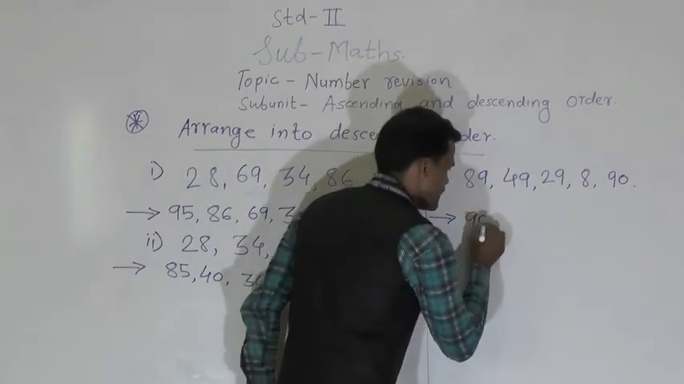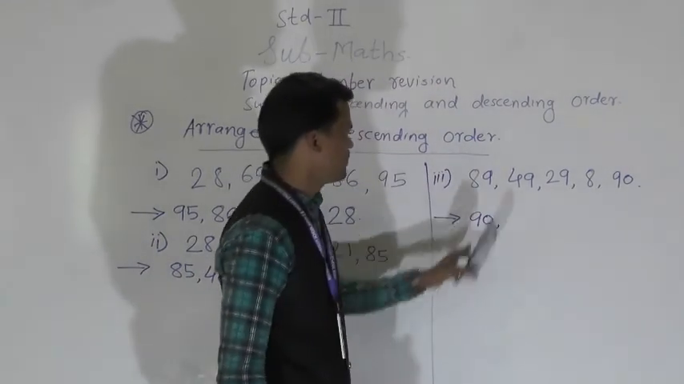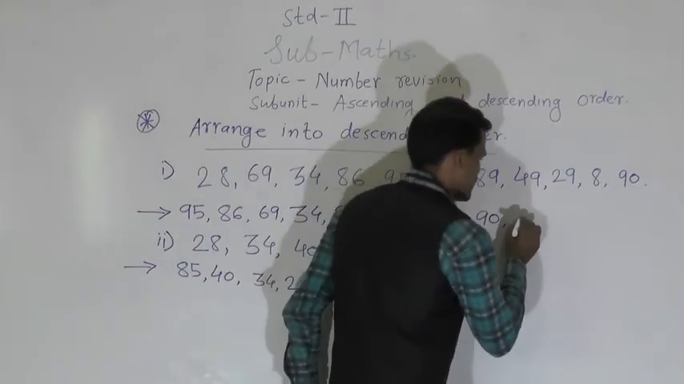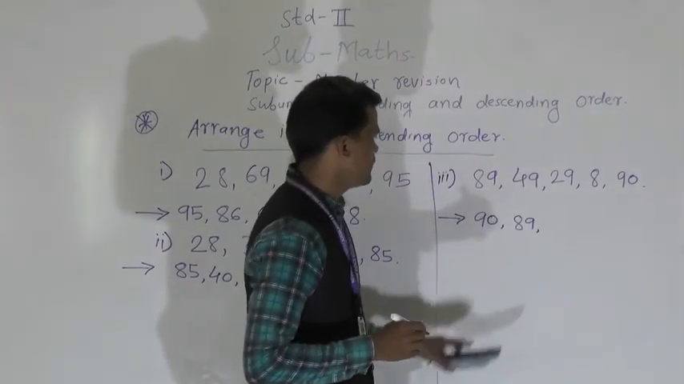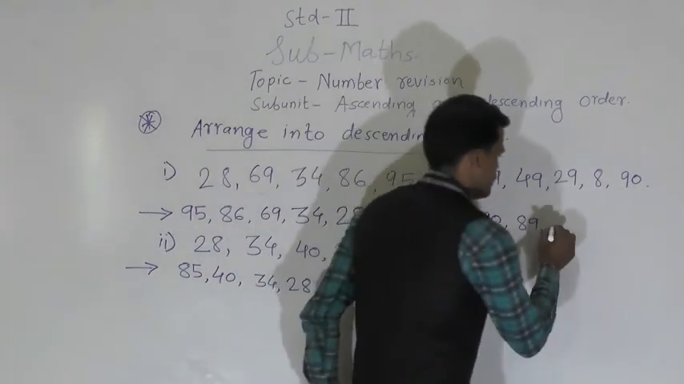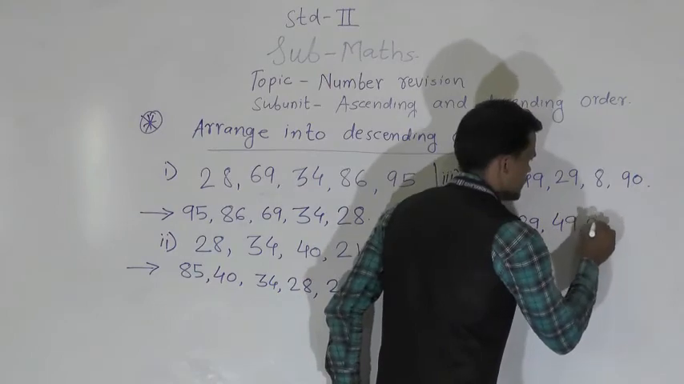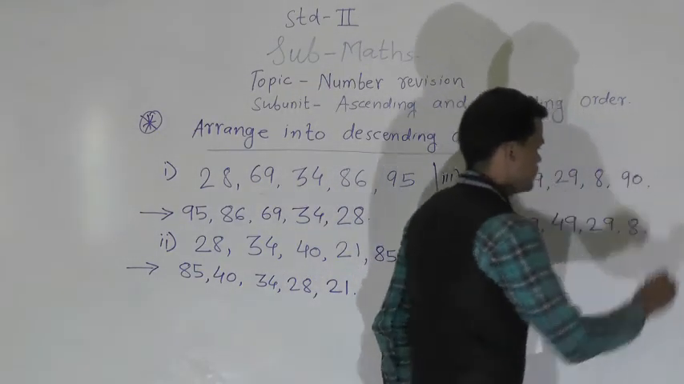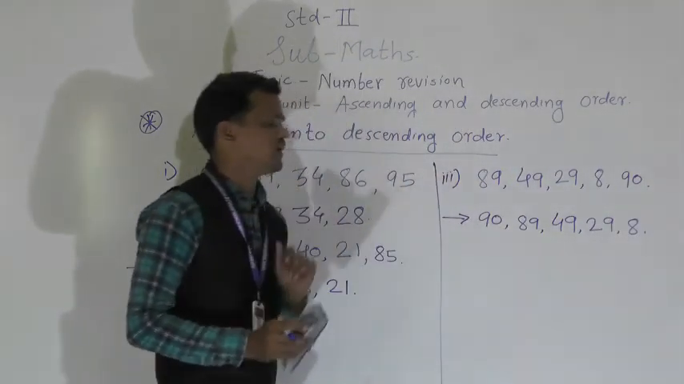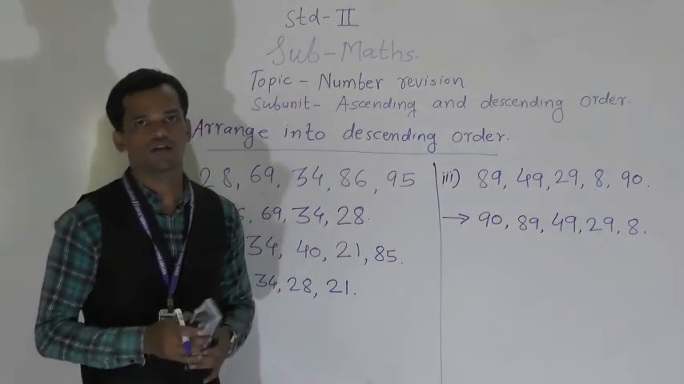So first write 90, then smaller than 90, 89, then smaller than 89, which number is here? 49, then 29, and at last 8 will come. So this is the descending order of the given numbers.